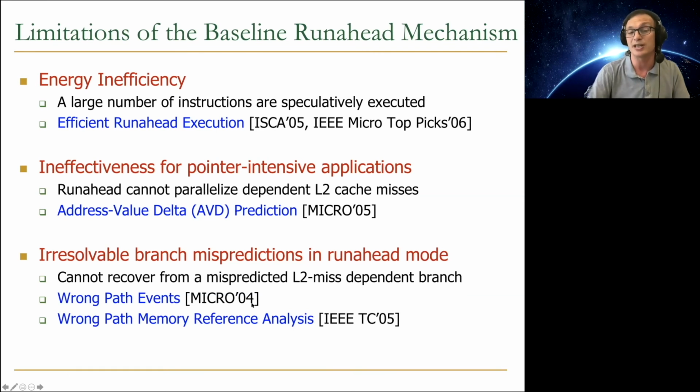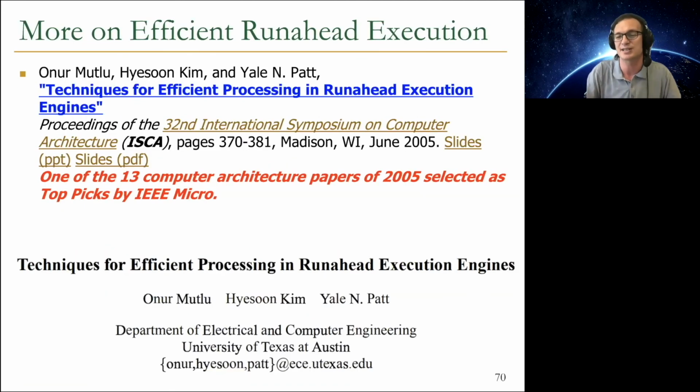And then there are also irresolvable branch mispredictions in Runahead mode. If you're executing in Runahead mode, you're far ahead in the program execution stream, speculatively executing. If you get a mispredicted branch that's dependent on an L2 cache miss, a long-latency instruction whose value you do not know, you'll be on the wrong path for the rest of the speculative execution. We analyzed a lot of wrong path issues and tried to solve that problem also. But if you're interested, there are more papers written on this topic, and I'd recommend you take a look at those papers.